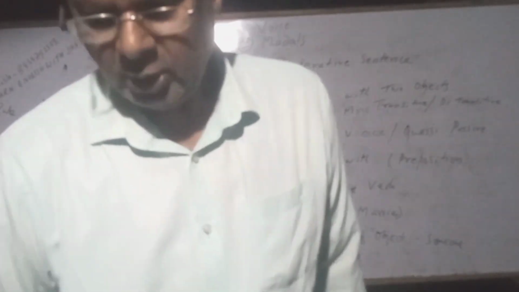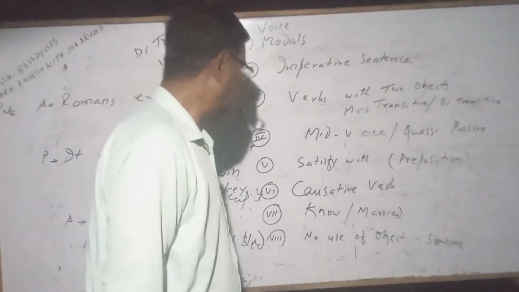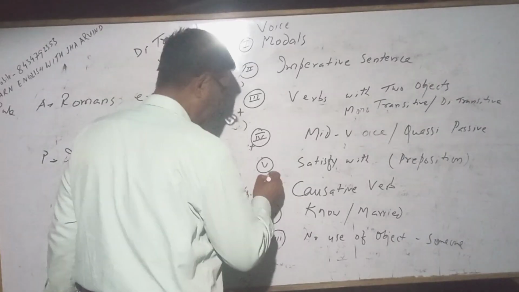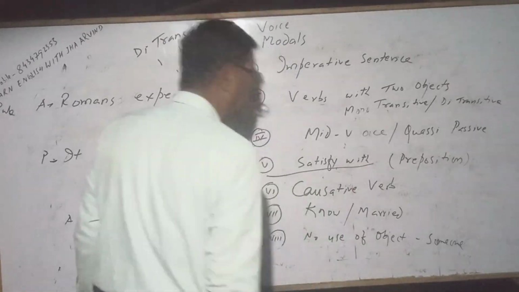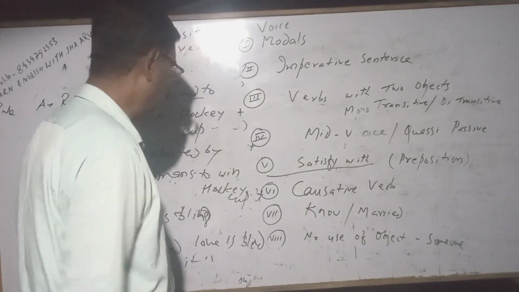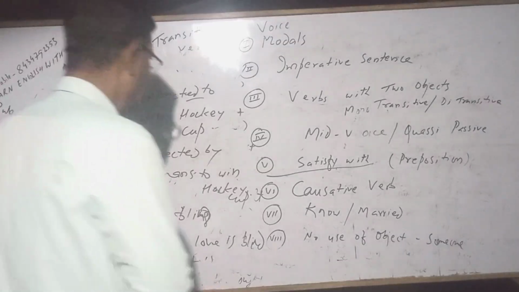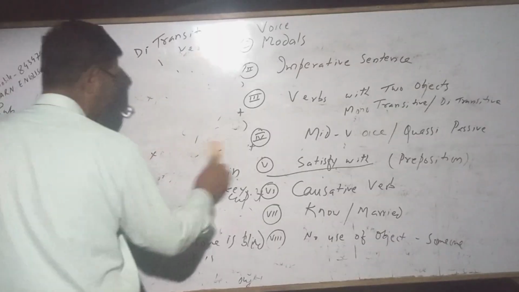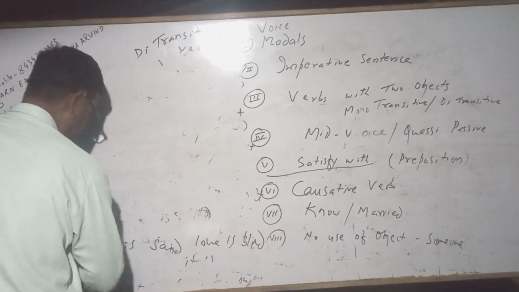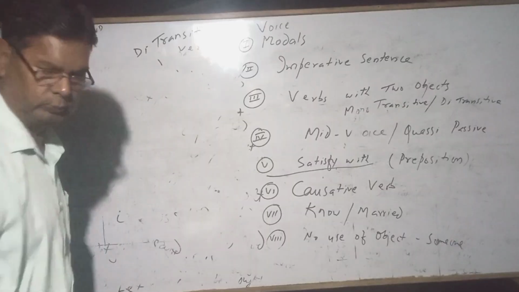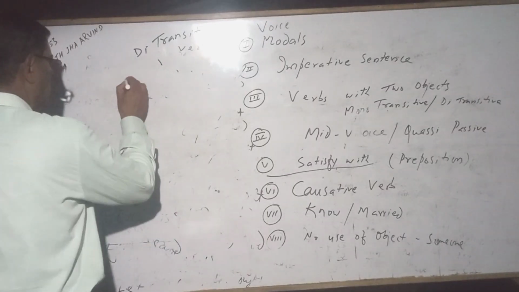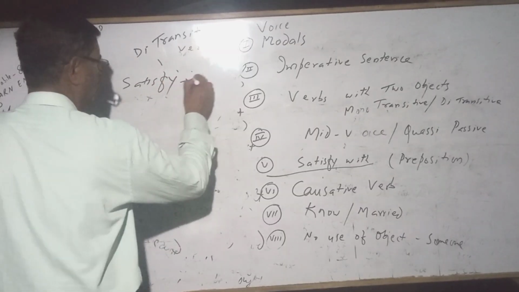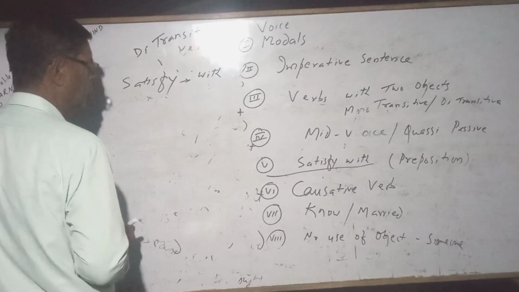Now I'm just going to tell you some verbs that are having preposition in passive form also. I'm giving you the list of verbs which are required, which are used with preposition. For example, satisfy. It is followed by which preposition?